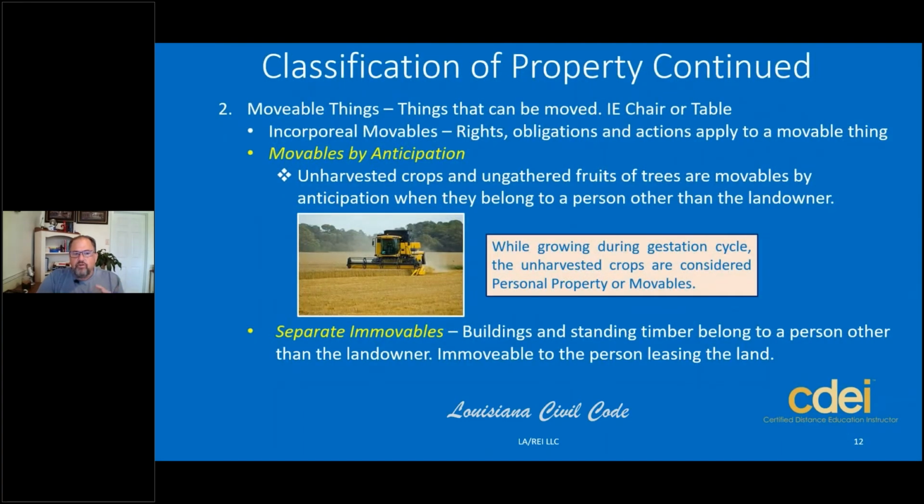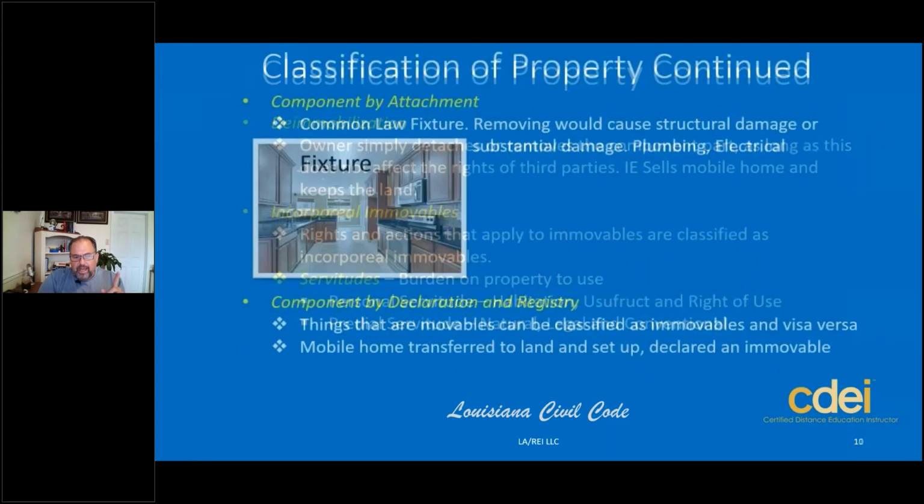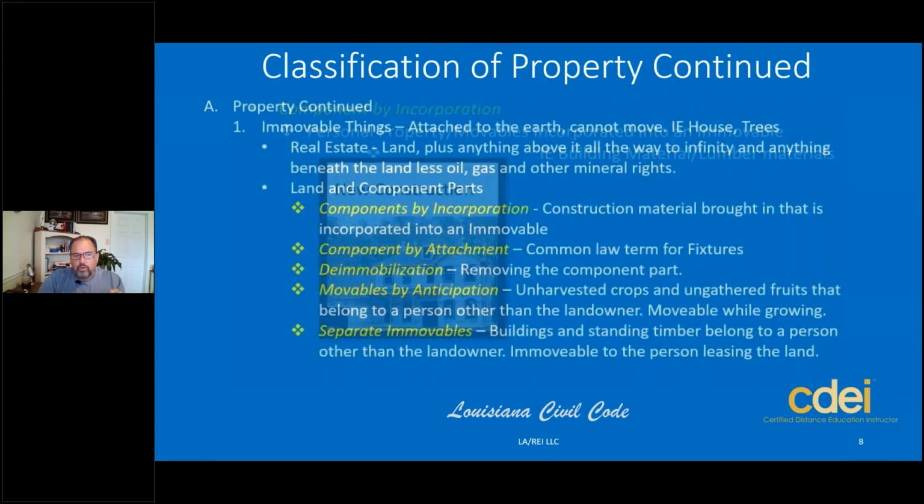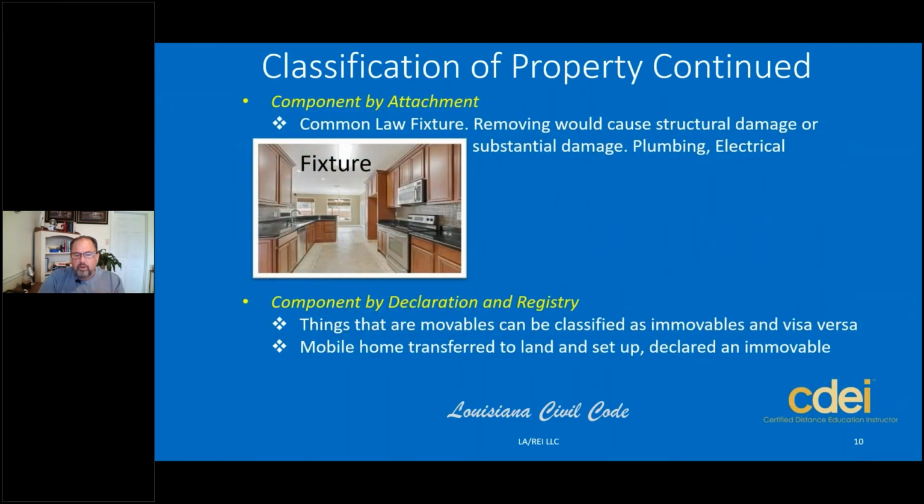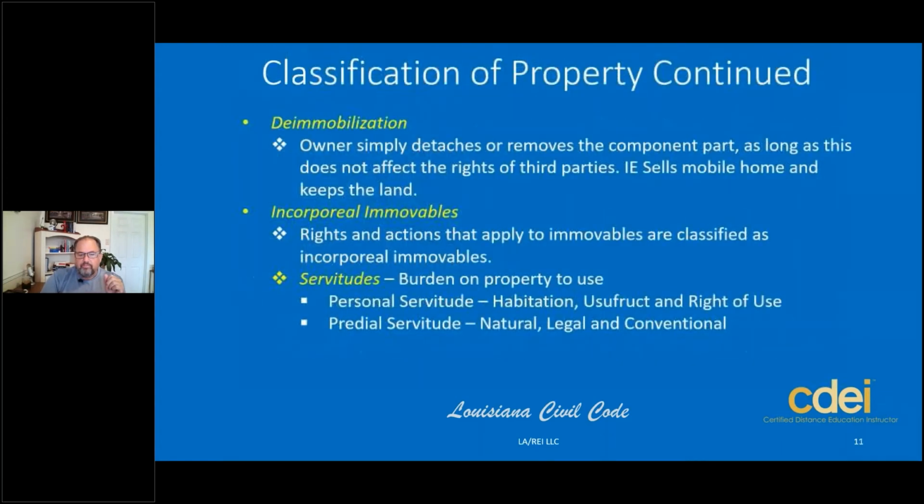Now, let's move to movable things. You remember I told you I was going to circle back. Let me clean this up for you real quick. We talked about movables by anticipation, separate immovables. What I was wanting to see is component by declaration and registry. Remember, we talked about these are movables that can be classified as immovables and vice versa. Okay, so let's circle back. I'm going to show you another example.